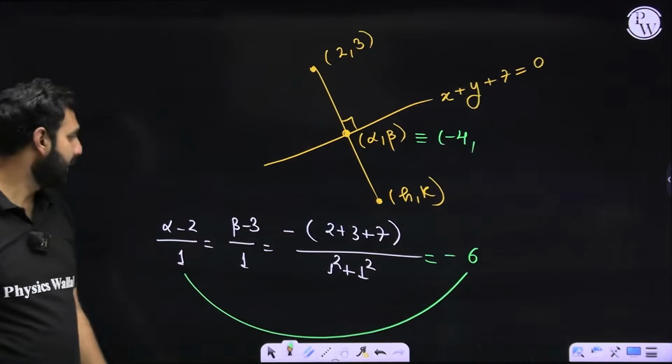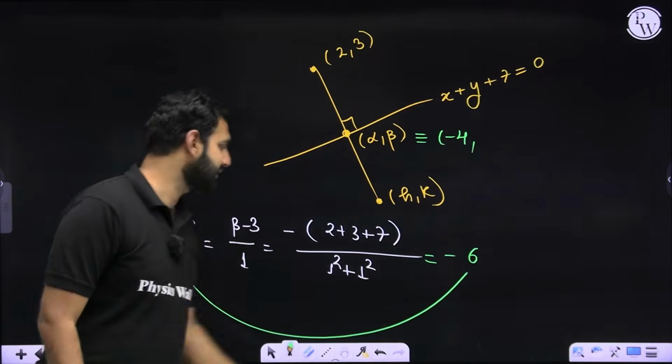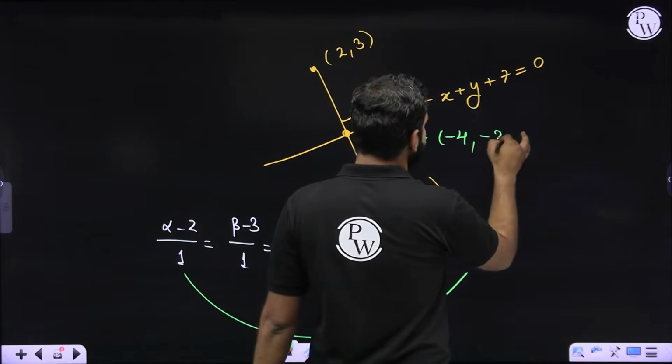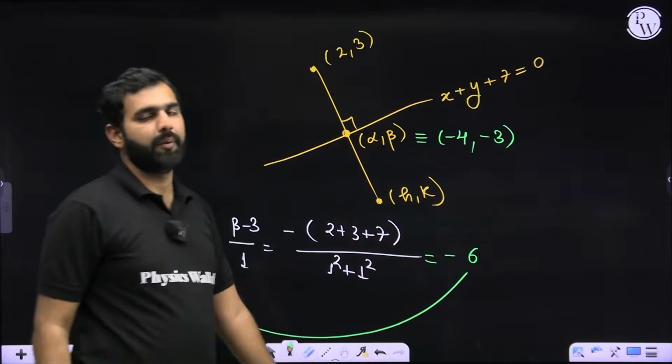Similarly, what about beta? (Beta minus 3) upon 1 is minus 6. So beta minus 3 is minus 6. So beta should be minus 3 plus 6, which is minus 3. So this is the foot of this point on this line when a perpendicular is dropped.